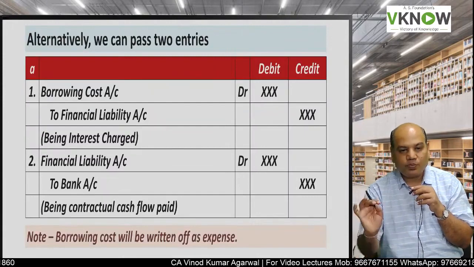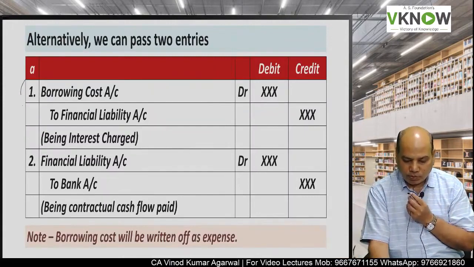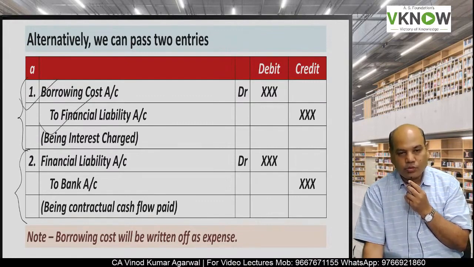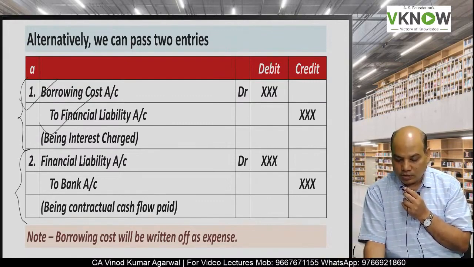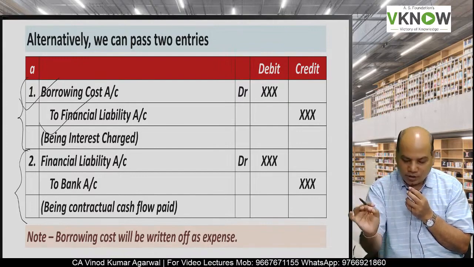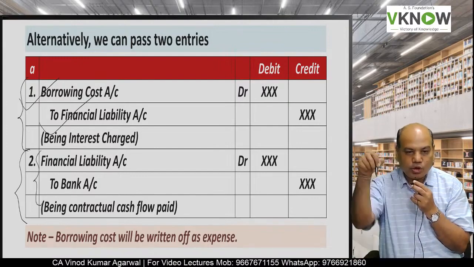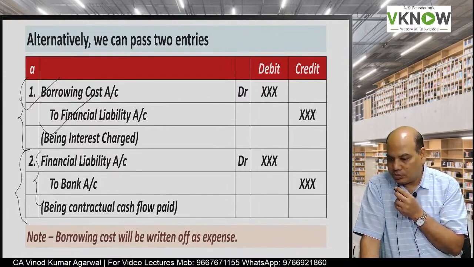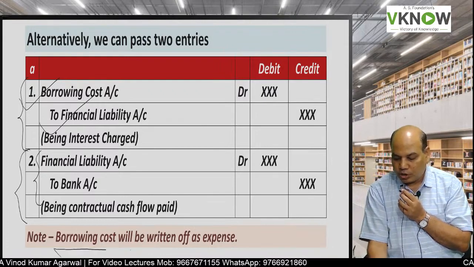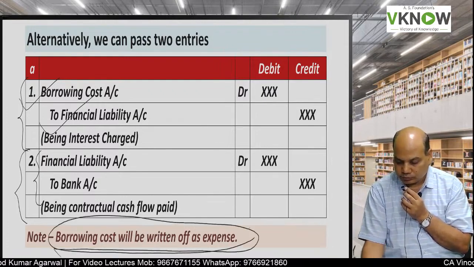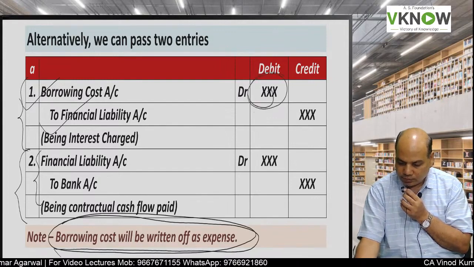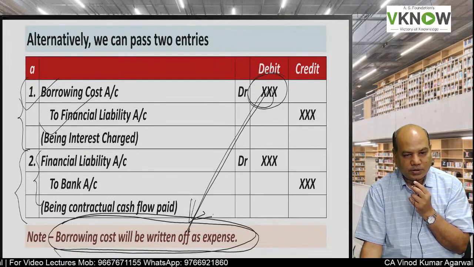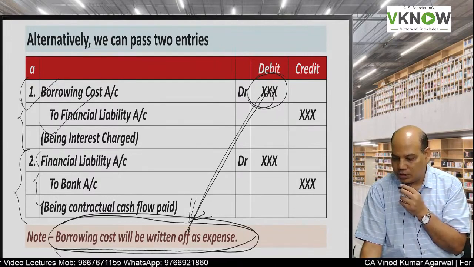Some students prefer to pass two entries. So you can pass two entries separately also. First entry, you can pass borrowing cost to financial liability, that is calculated based on the effective interest rate, and whatever payment you will make, you will pass the entry financial liability account debit to bank. Whatever borrowing cost you have incurred, this figure will go to the P&L account as an expense unless capitalized under Ind AS 23.